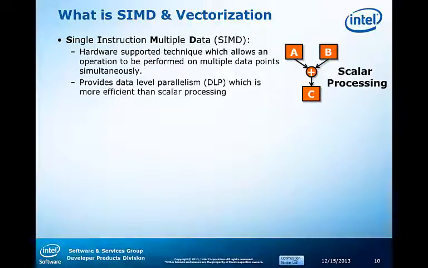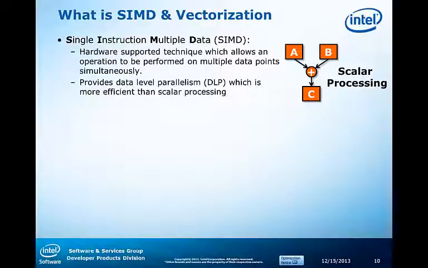SIMD stands for single instructions, multiple data. Contrast this with scalar processing, which can be described as SISD, single instruction, single data, seen in the graphic to the right. Here we are modeling a single loop iteration which adds one element of array A to one element of array B and places the results into a single array element C. SIMD is basically a processor-supported technique which allows an operation to be performed on multiple data points simultaneously. It provides data-level parallelism, DLP, which is more efficient than scalar processing.